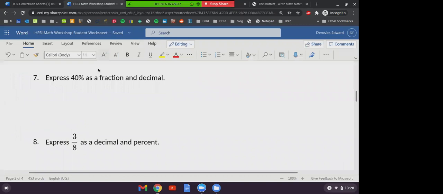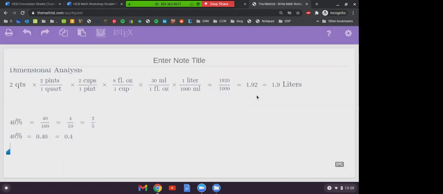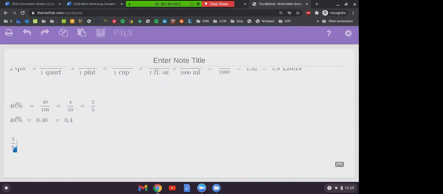Okay, the next one is 3/8 as a decimal and a percent. We just divide that right in our calculator. 3 divided by 8 is going to give us 0.375. That's our decimal. And then to get the percentage, we just multiply by 100, and it'll give us 37.5%. Multiplying by 100 is the same as moving the decimal 2 places to the right.